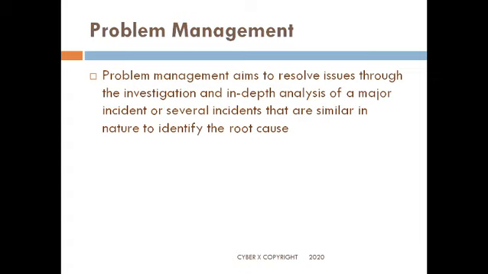So problem management basically aims to resolve issues through proper investigation and in-depth analysis of a major incident or several incidents which could be related and it could actually form out to be a major incident, and where you could need to identify the root cause. So that is what a problem management is. So we are not talking about small, unrelated, unincidental issues. So we are either talking about a big issue or small issues, but then they are interrelated and they could lead to a bigger issue.